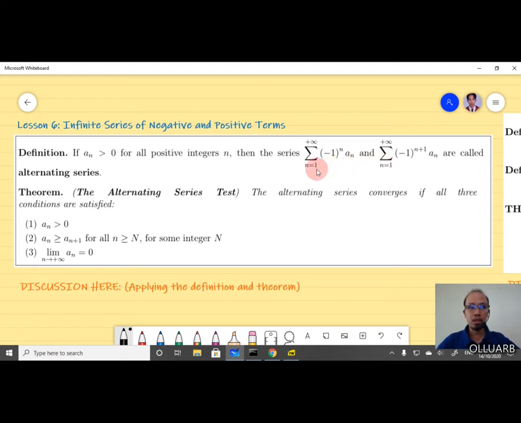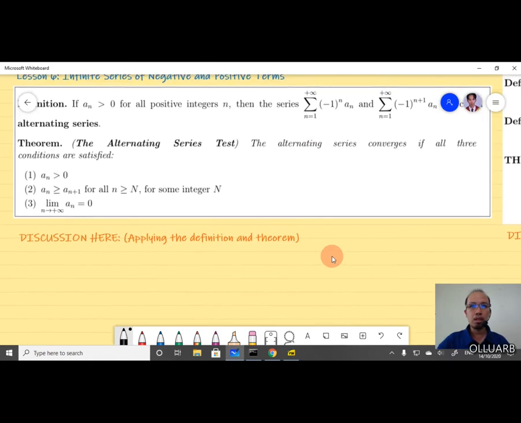From the word alternating, it alternates the sign. For the first one, it starts with negative and then positive and then negative and then positive. And for this notation, it starts with positive, since our n starts from 1. When n is equal to 1, we have 1 plus 1, which is 2. A negative number raised to the power of an even number, we know that it is positive.